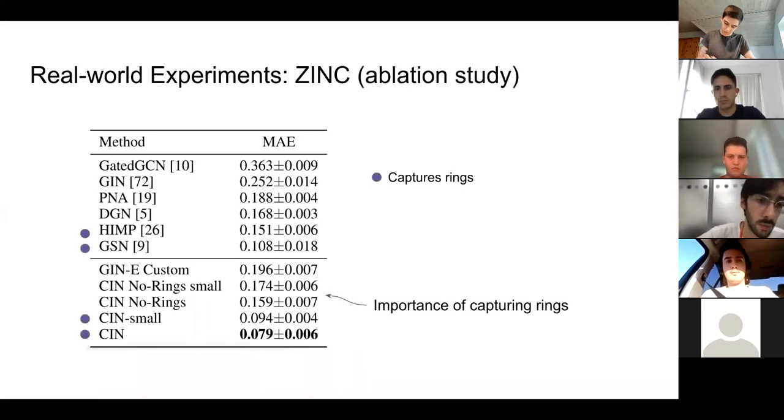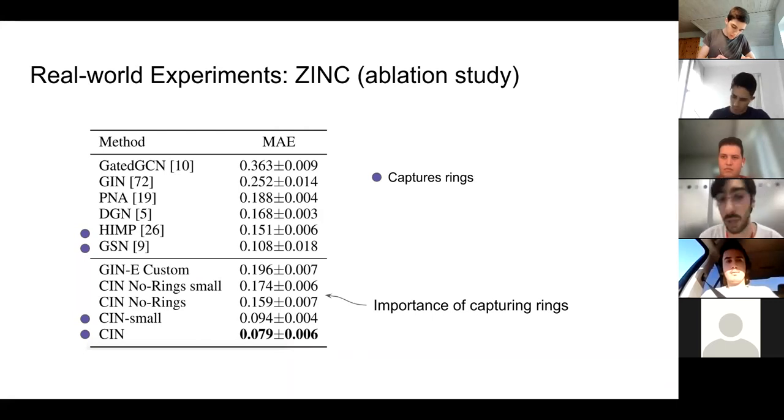The idea was to really single out the contribution of rings. So we trained another CIN model without rings. It's the same architecture, everything is the same, just we don't use rings at all. So they won't induce, for example, adjacencies between edges, and they are not modeled at all. Of course, the performance drops with respect to the full model, and this confirms that modeling rings is very important for this task.